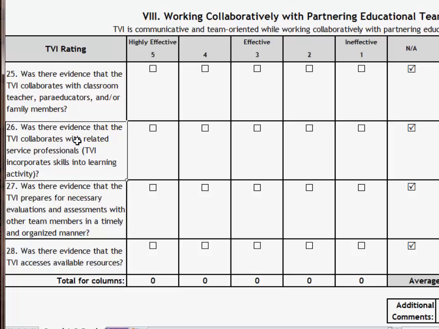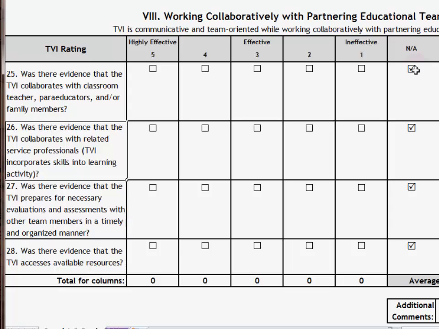But let's say for number 26, was there evidence that the TVI collaborates with related service professionals? TVI incorporates skills into learning activity? You know, you may not see that on a given lesson. So in that case, you did not see any indication, so you might put an NA. And by default on the electronic version, all of the questions start off being rated as NA, and then as you change your rating, the NA box is cleared. And if you want to go back to NA, you just click that box. Again, it goes back to NA.